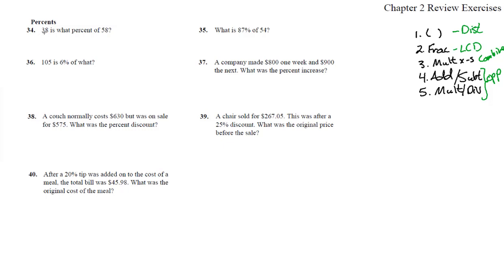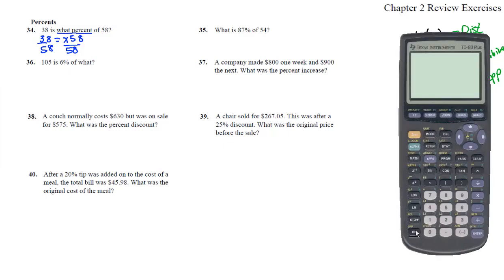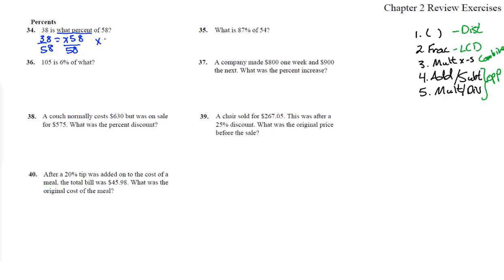All right, so 34. 38 is what percent of 58? This is a direct translation where we have 38 is what percent, that's x, of, that's times 58. Hey, we have an equation. Can we solve that? Sure we can. Divide by 58, divide by 58, and punch that into a calculator. 38 divided by 58 is 0.655. X equals 0.655, but we've got to change that into a percent, so that is 65.5%.